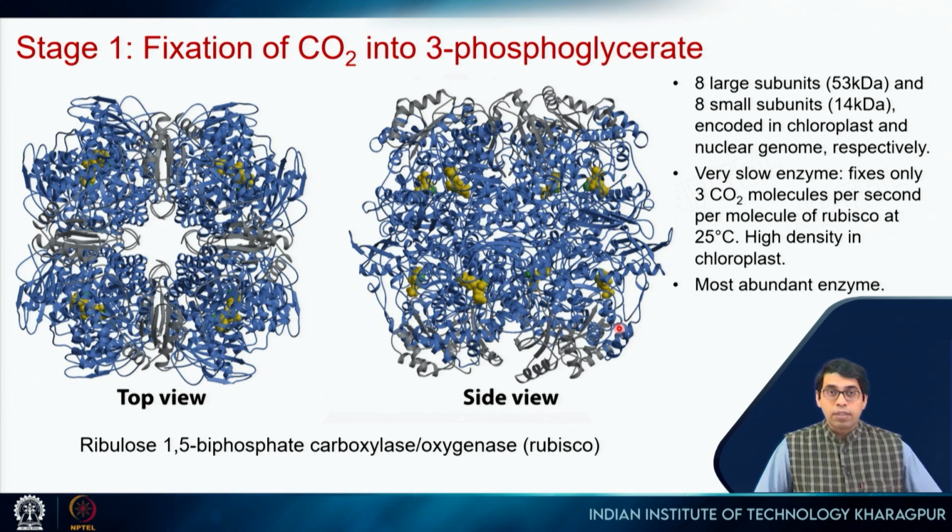And since this is such an important reaction and it goes on in all different plants, Rubisco is the most abundant enzyme on this planet.